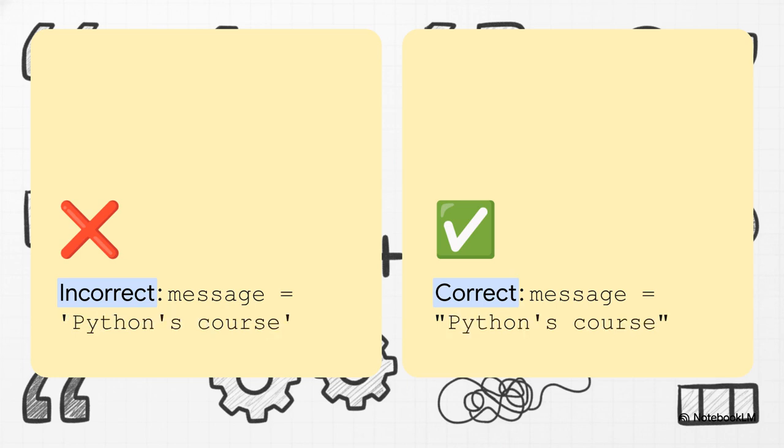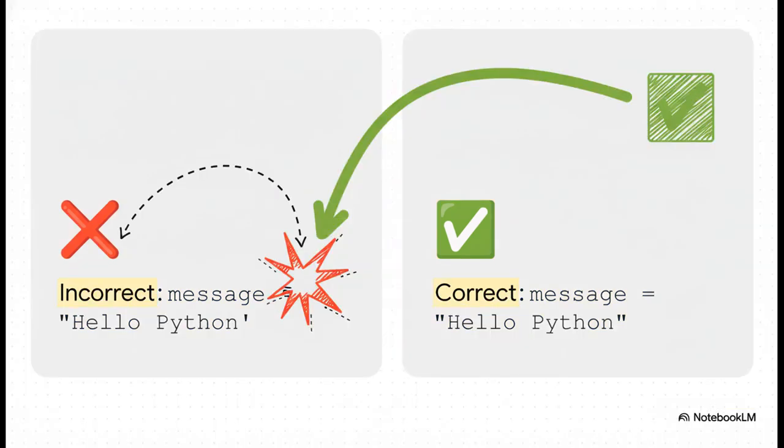Now for culprit number 2, the sneaky apostrophe. And hey, this brings us right back to our original mystery. See, when you start the string with a single quote like we did in Python's course, Python sees that apostrophe in Python's and thinks, aha, that's the end of the string. So everything after that, the S and the space and course, that's all just confusing gibberish to the computer. The simple fix? If your string has an apostrophe in it, just wrap the whole thing in double quotes instead. Problem solved.